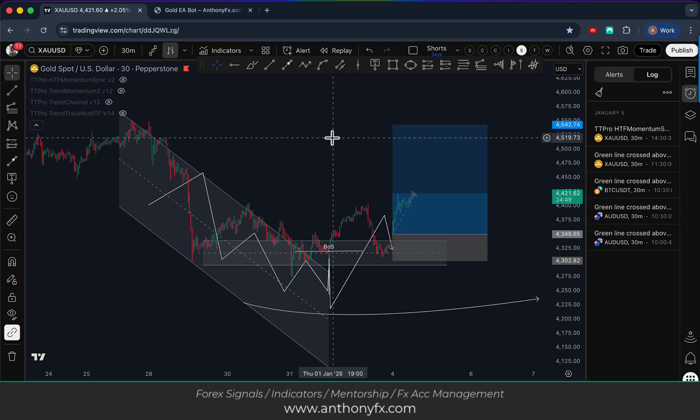Okay, traders, we're going to have a look at gold. This was the idea I posted in here recently.